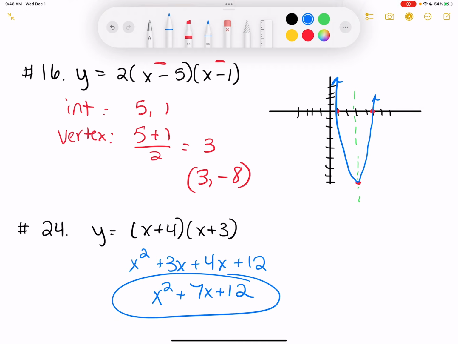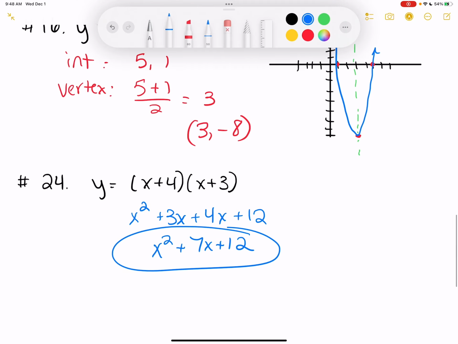Do I still have to draw the little arrows? Oh, I still draw the arrows. It's totally fine, it just helps me. I technically usually do first, inside, outside, last. It's always called FOIL. I pretty much always do the x squared, then the 4x, then the 3x, then the 12.